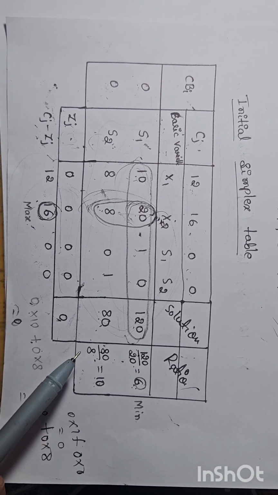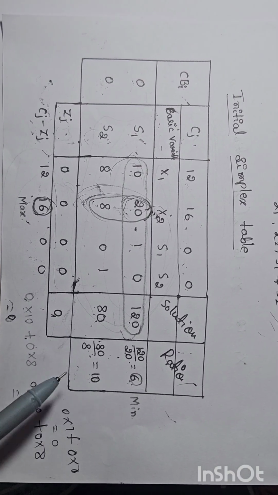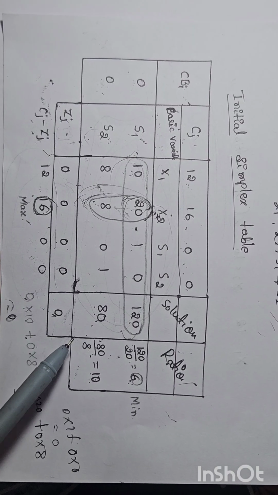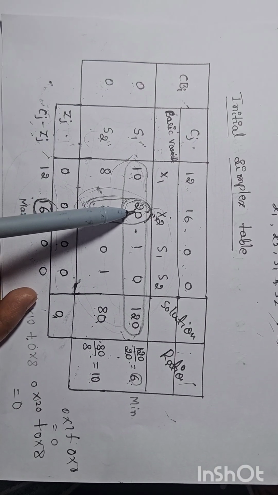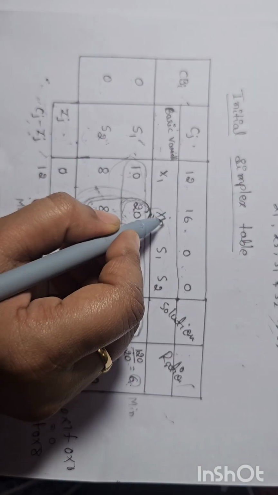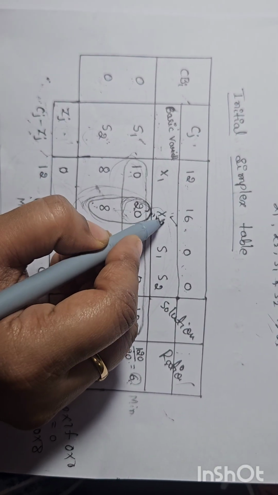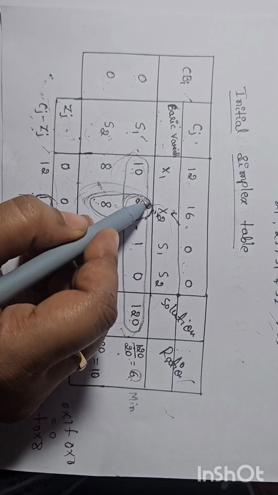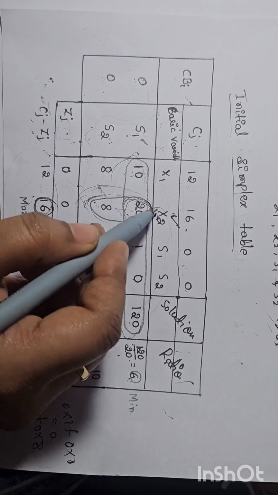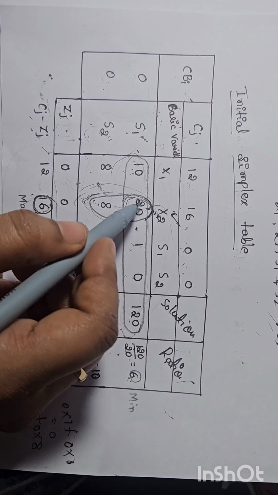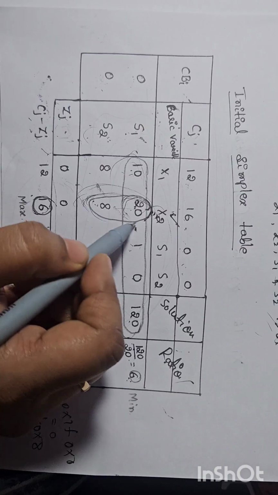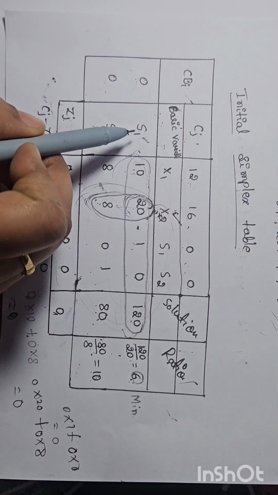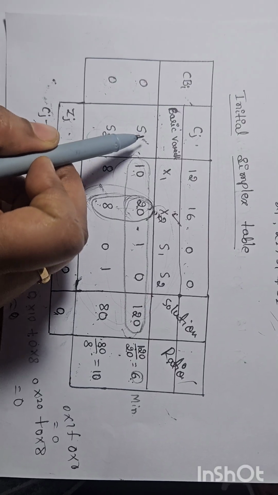To find the key row, select the least value in the ratio column. Here 6 is the minimum value. This row is called the key row. This intersection point we call the key element. Then x2 is the entering variable and S1 is the leaving variable. In the next step, the key column variable x2 will be written as the entering variable, and S1 will be the leaving variable.